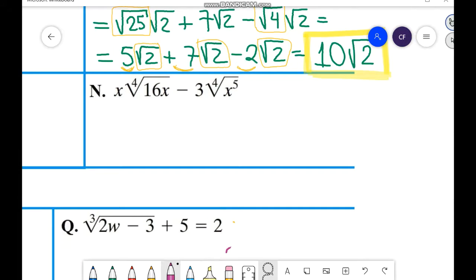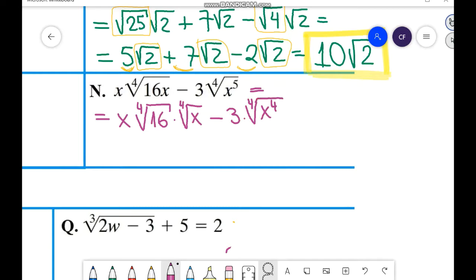On letter N, what we have to do is simplify the radicals, break it down, and try to simplify the most that you can. So let's break this: it is the 4th root of 16 times the 4th root of x, minus 3 times the 4th root of x to the 4th times the 4th root of x. Okay? Nice.